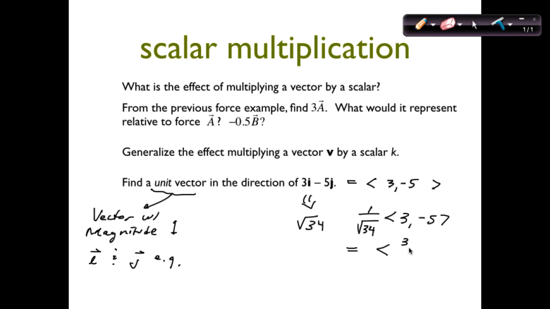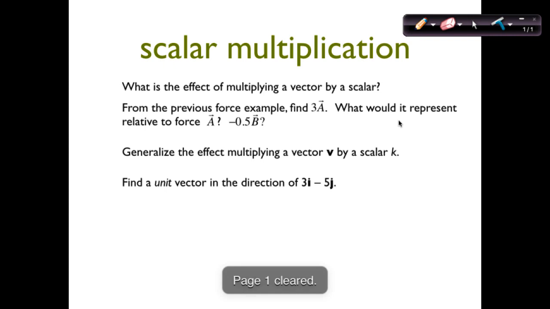So 3 over radical 34, negative 5 over radical 34 will be what? That'll be a unit vector in the direction of my original vector. So it has magnitude 1, because it's a unit vector now. Make sense? Okay, so then kind of taking that a step further.